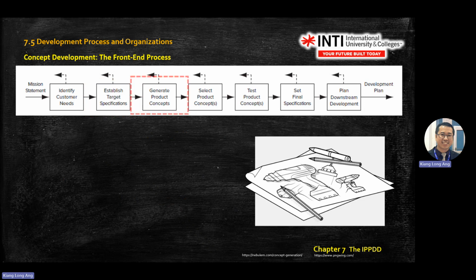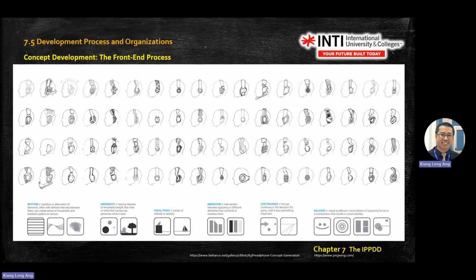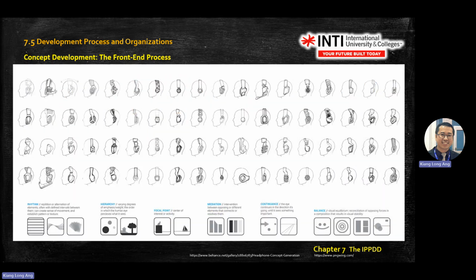Next, once you have your target specification, you go into concept. Product concept generation. Normally, the output will be 10 to 20 concepts, which are on the drawing board. For example, this one is a headset. This is during the product concept generation stage. So you should be able to draw or give, not in a test, but during the concept generation, you should be able to give a concept of this one. Okay.